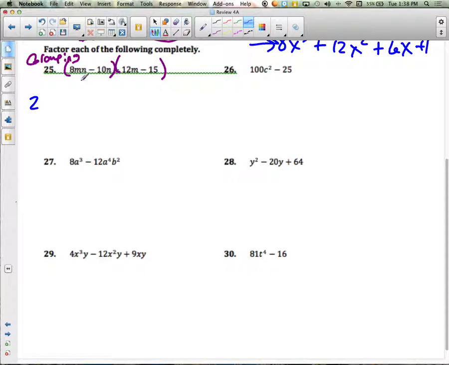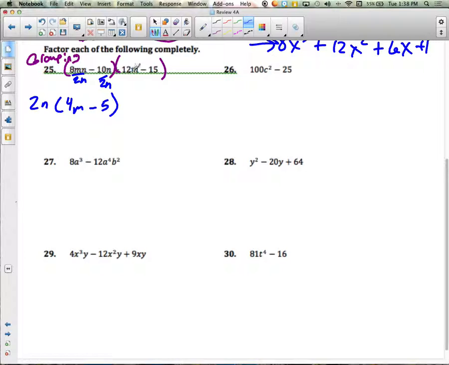And then they each have an n term. So I'm going to take out the n. So I'm going to divide each term by 2n. And I will be left with 4m minus 5.